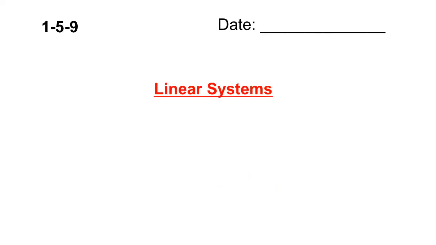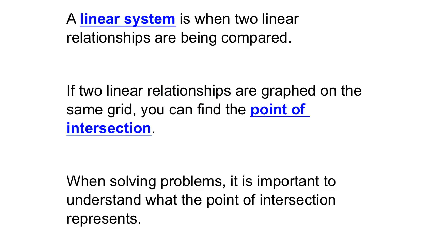We've talked about graphing lines from a table of values and from an equation, and now we're going to look at something called linear systems. So we will first define what that is. A linear system is when two linear relationships are being compared. If two linear relationships are graphed on the same grid, you can find the point of intersection. When solving problems, it is important to understand what the point of intersection represents.